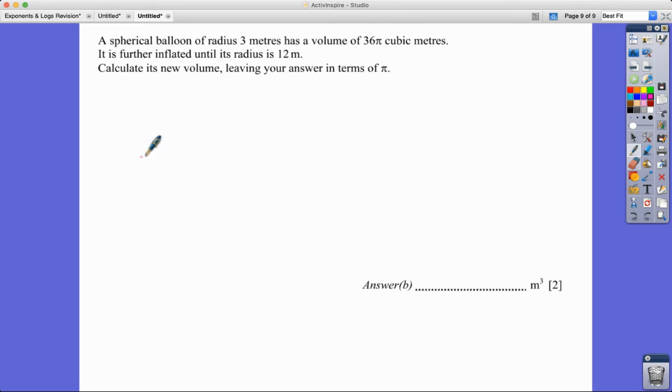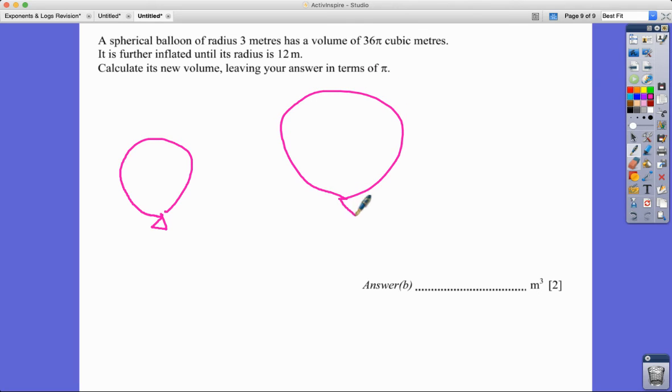Okay, and then the final question in this little mini tutorial is this one. So this caused a few questions in my class, so let's do it. So we've got some spherical balloons. I'll try and do them as spherical as I can. They're not to scale. It says a spherical balloon of radius 3 meters. Let's just label this. I always draw what's going on. The volume here is 36 pi cubic meters, and it's further inflated until its radius is 12 meters. So let's just put that in.